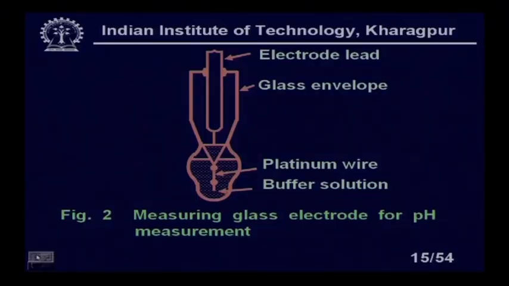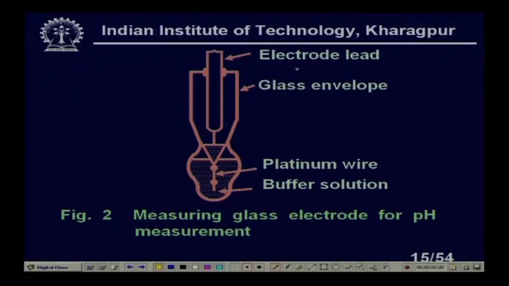You see, this is our measuring glass electrode. Everything is very much clear. You can see the electrode lead, this is a glass envelope. We have a platinum wire and we have a buffer solution here for pH measurements.